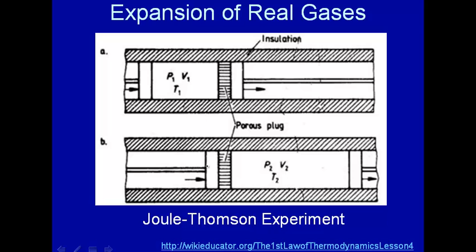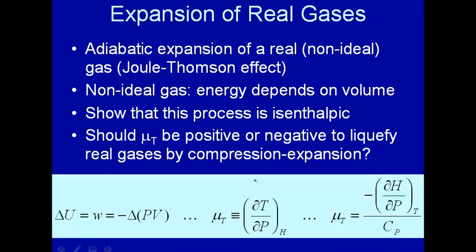So at the end of the experiment, the volume here has been reduced to 0. The volume here has been expanded, and we have a different pressure, different volume, and a different temperature. So we use the subscript 1 to indicate the chamber on the left-hand side, and the subscript 2 to indicate the P, V, and T on the right-hand side. Okay, so let's analyze this thermodynamically.